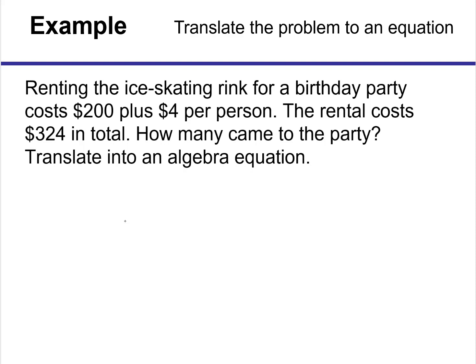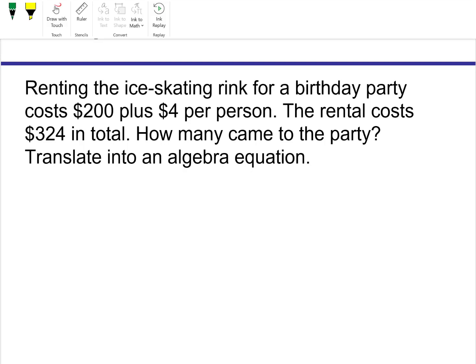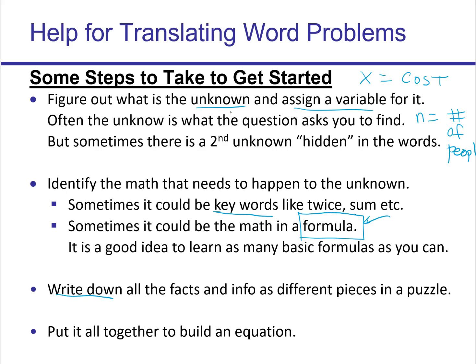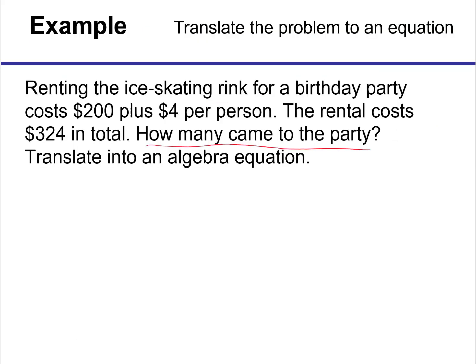Well, that's the first thing we should look for. We should look for the unknown thing. Now, often the unknown thing is directly in the question. How many came to the party? Okay, so that's a good place to begin. If you remember, the very first thing is figure out the unknown, assign a variable to it. That's what I'm going to do. I'm going to call it n.